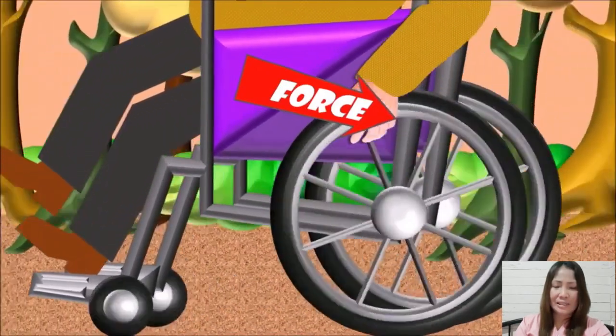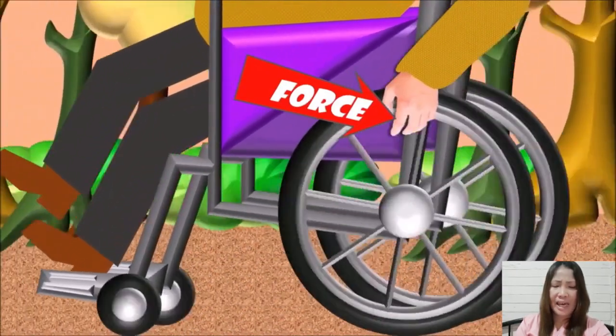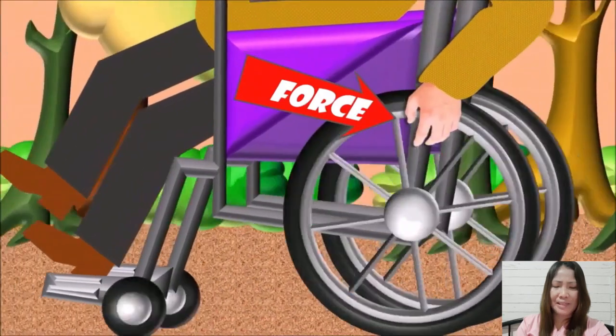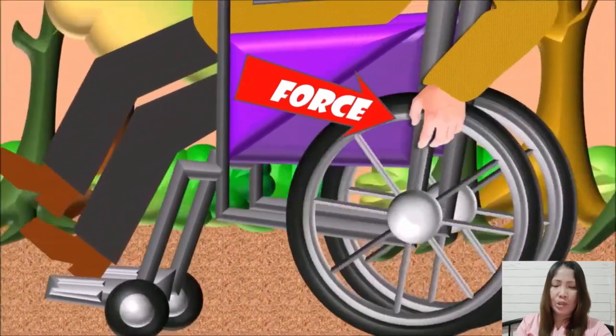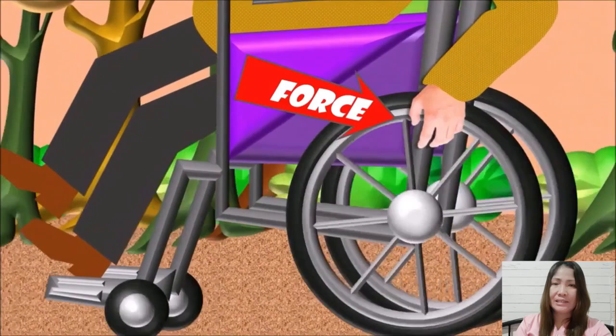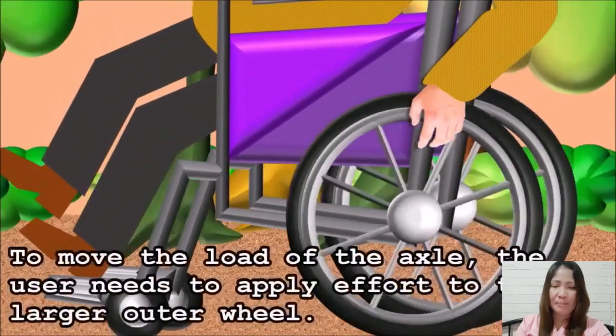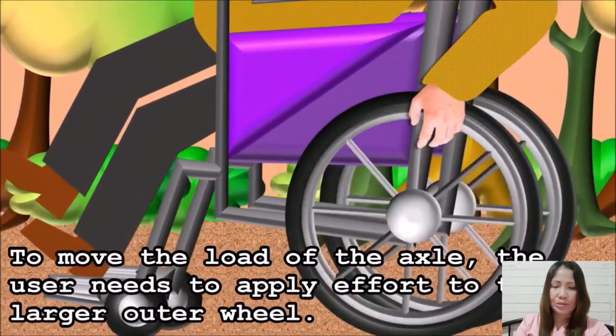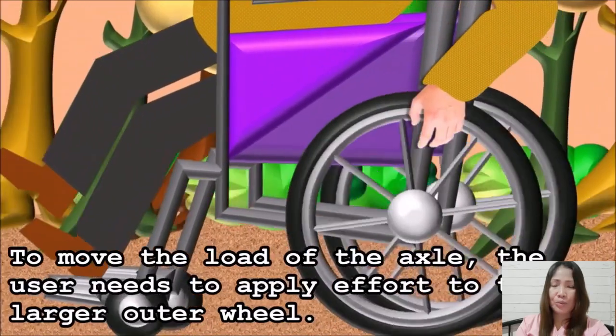Take a look at the wheelchair. It can carry a person with disability. To move the load of the axle, the user needs to apply effort to the longer outer wheel.